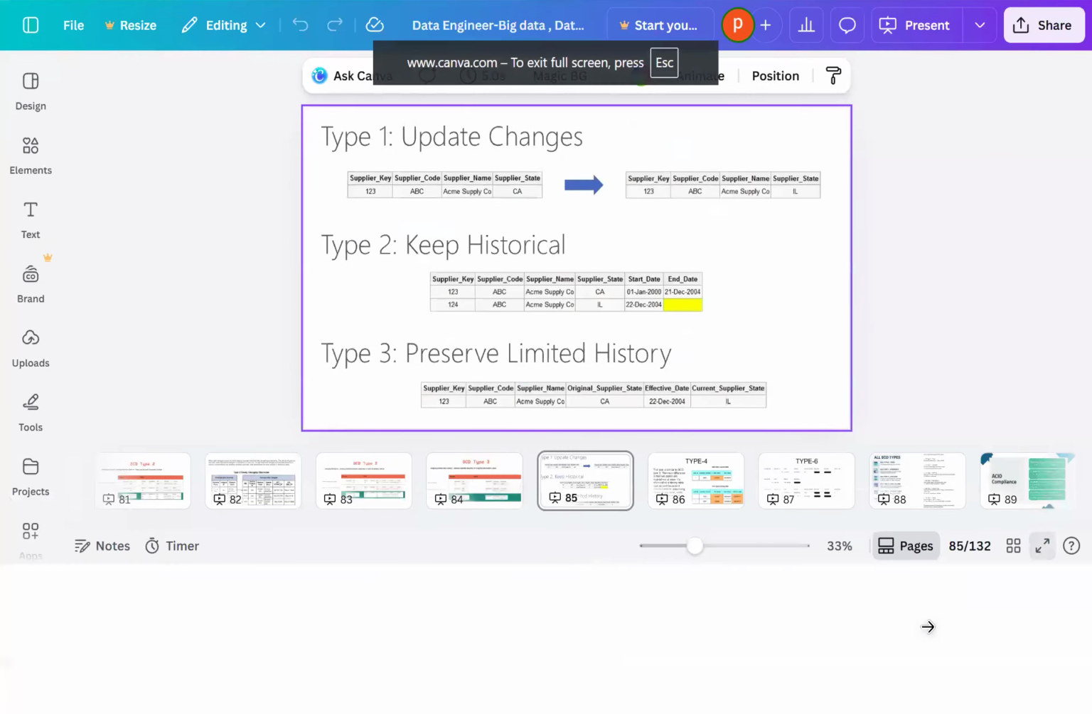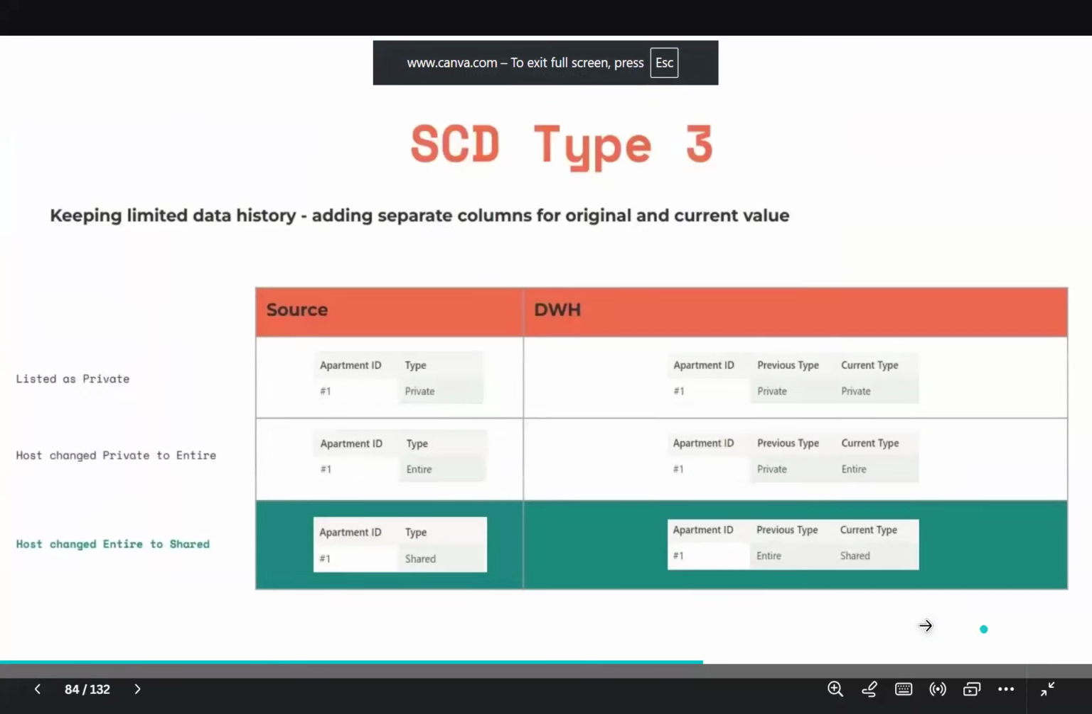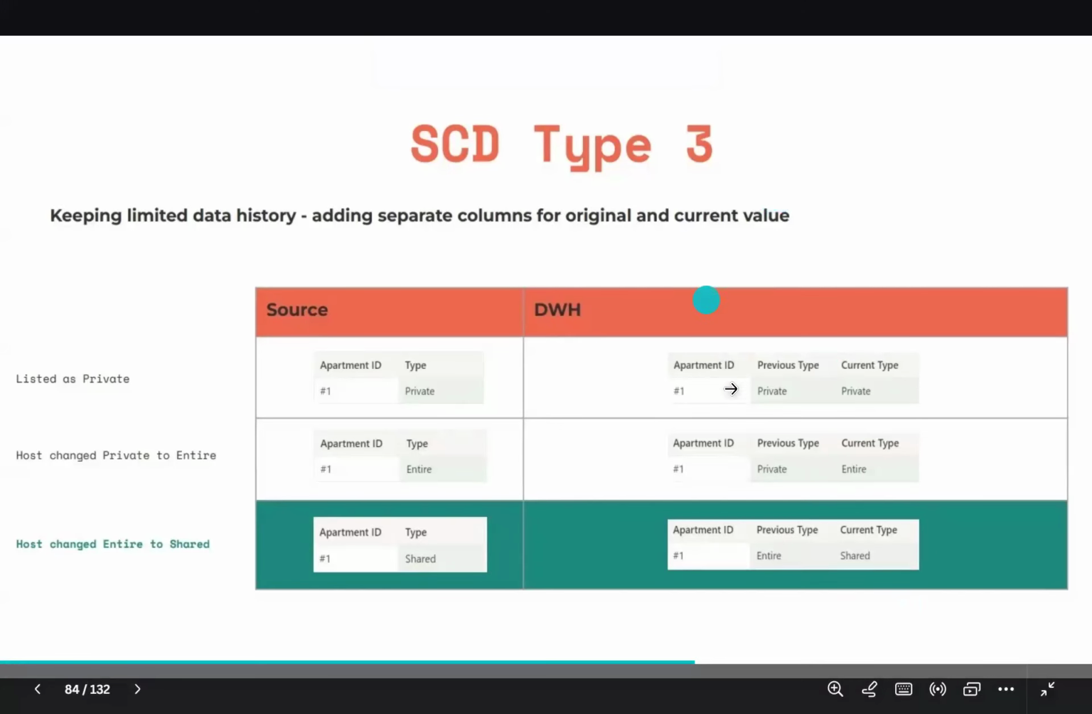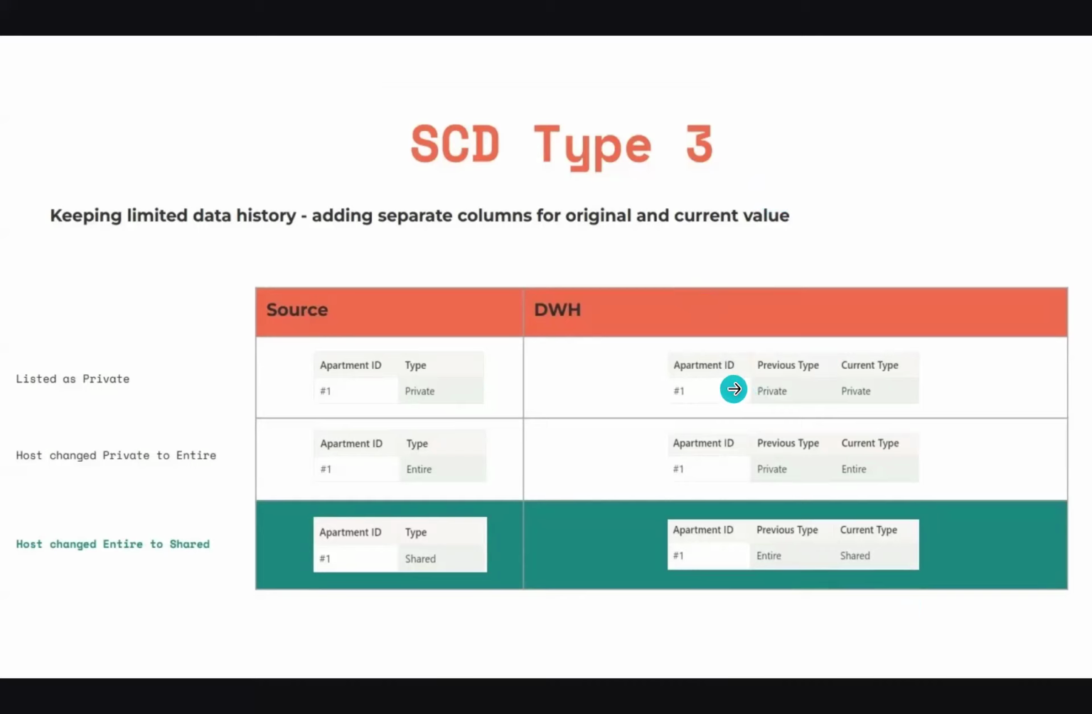Yes. And there is a type 3, type 4. We will not use them in real time, mostly. Okay, why? I'll tell you. In type 3, we can maintain only limited history. We cannot maintain complete history.